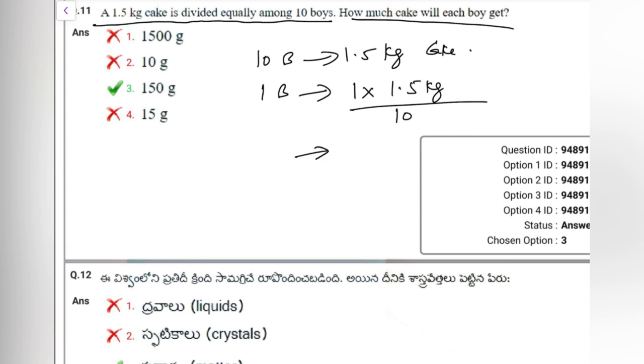Here 1.5 kg can be written as 1500 grams divided by 10, which becomes 150 grams. Option number 3.